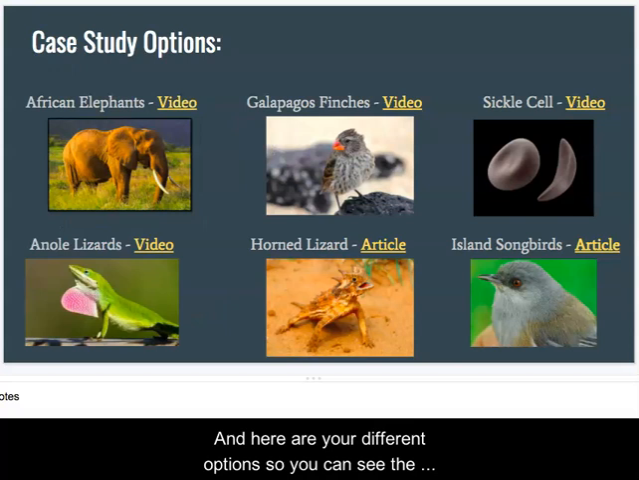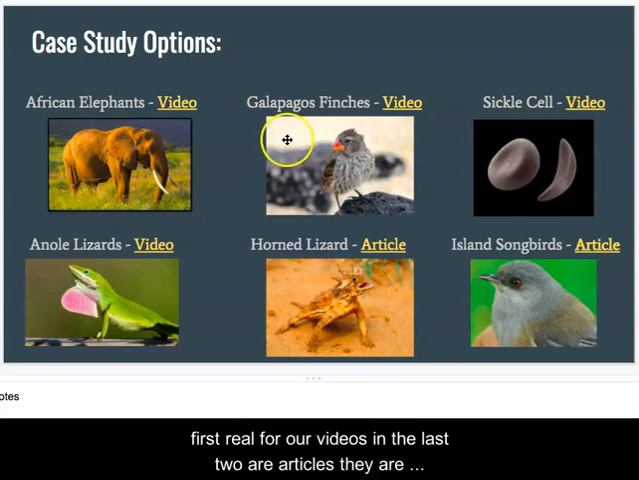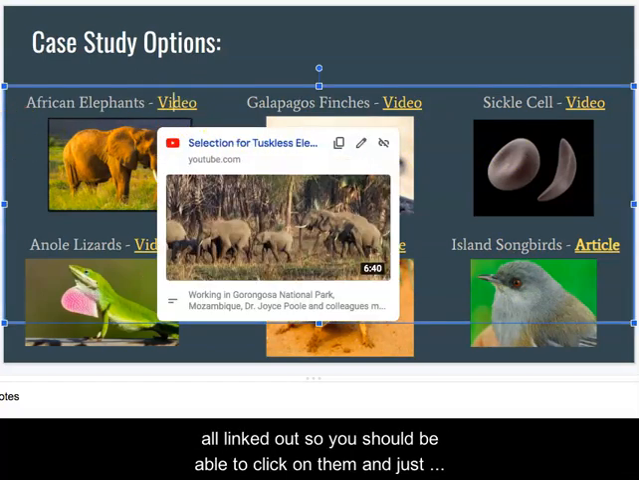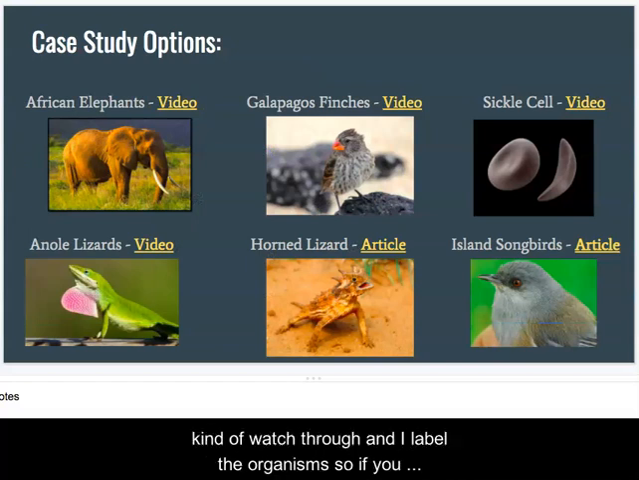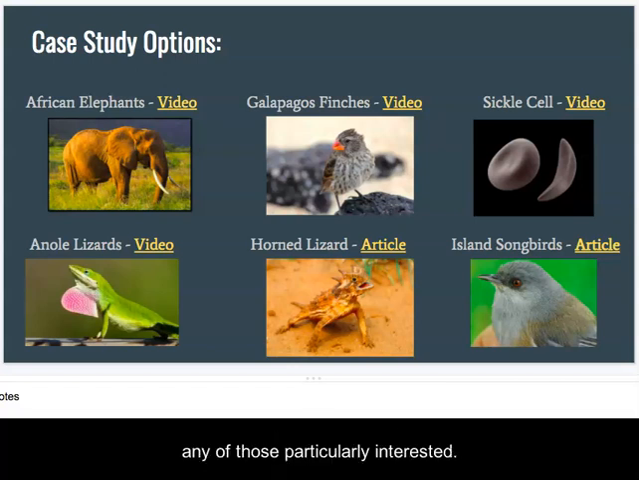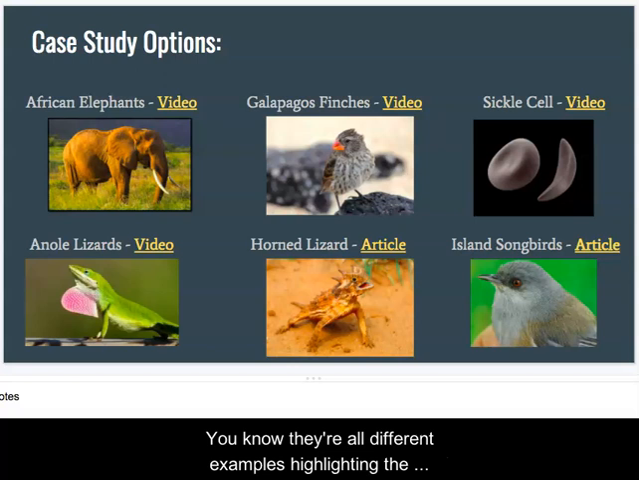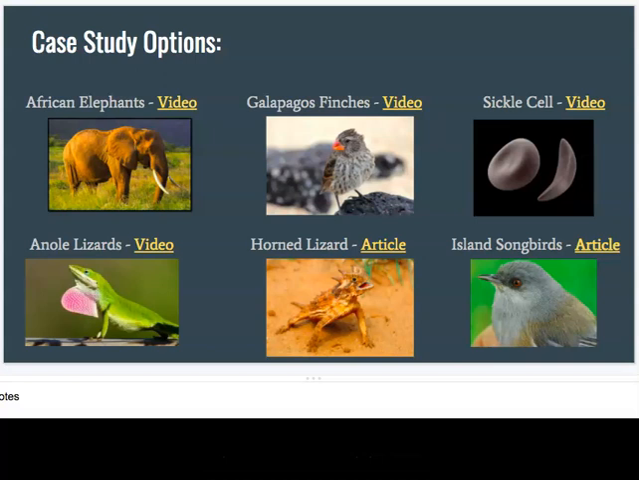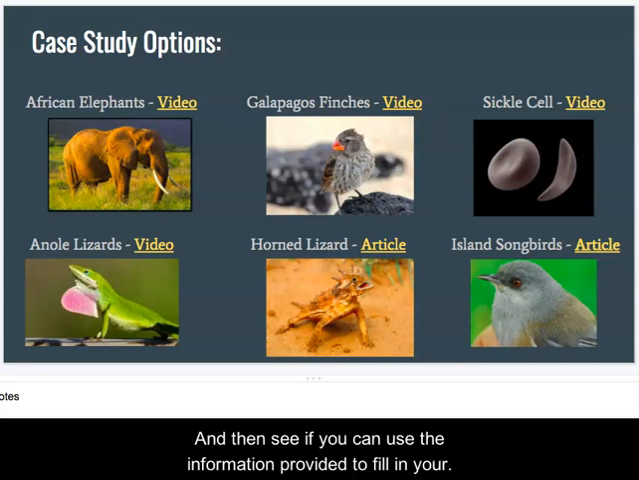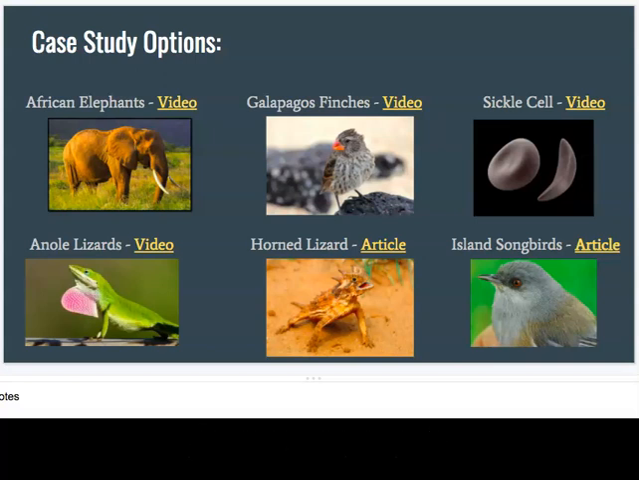And here are your different options. You can see the first 4 are videos and the last 2 are articles. They are all linked out, so you should be able to click on them and just kind of watch through. And I labeled the organism, so if you want, and sickle cell is actually the disease, humans, and blood cells, but otherwise I've named the organism. So if any of those particularly interest you, they're all different examples highlighting the same aspects. So choose whatever two you might want, and then see if you can use the information provided to fill in your chart.